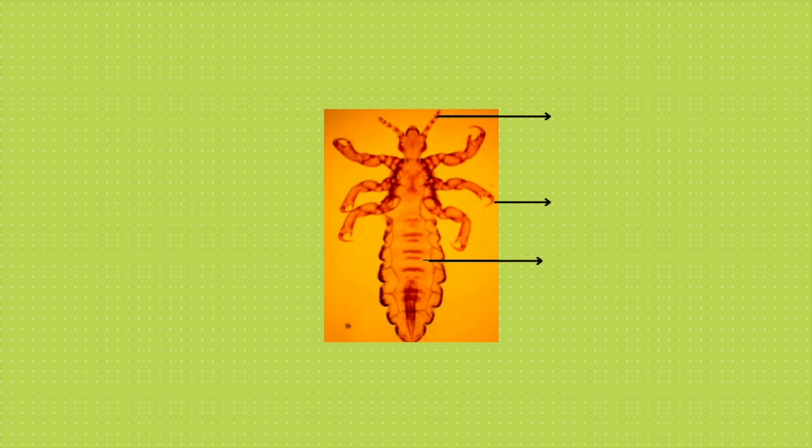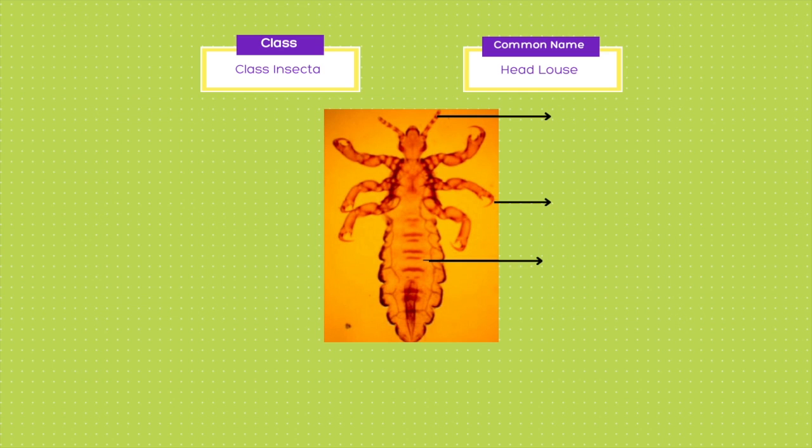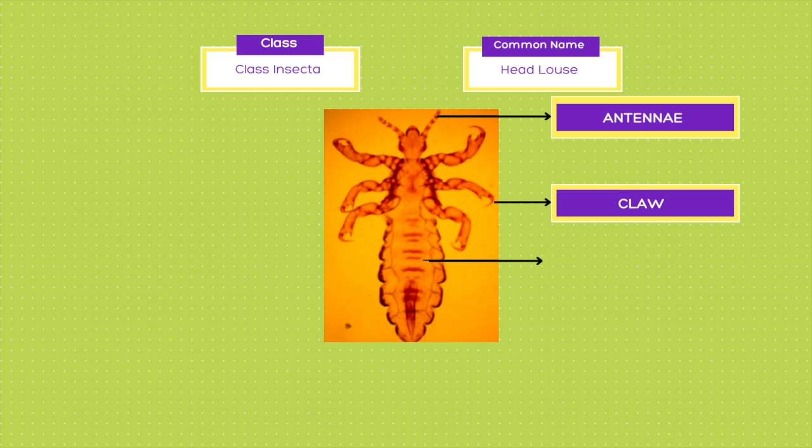The next animal is commonly known as the head louse and is a part of the class Insecta. The first arrow points to its antenna that helps it detect signals in its environment. The next arrow is the claw that provides extra grip as it moves from hair to hair. The last arrow refers to the abdomen section that contains spiracles and chitinous pigmented bars or hair rows.